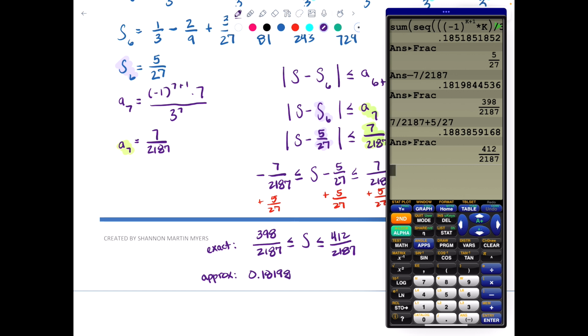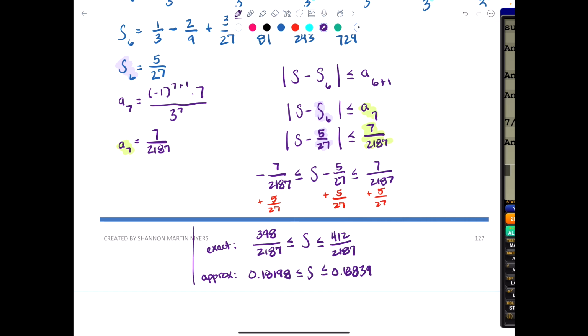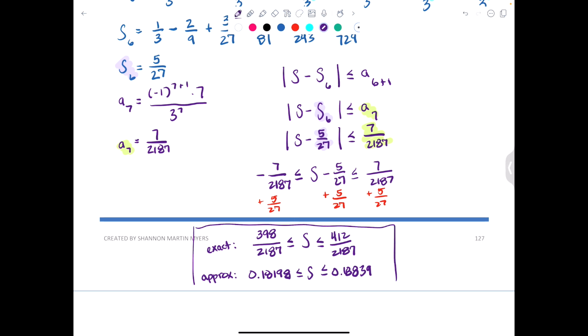0.18198, I'll go 5, I guess. Less than or equal to s, less than or equal to 0.18839. Cool? All right, so we got that going on.